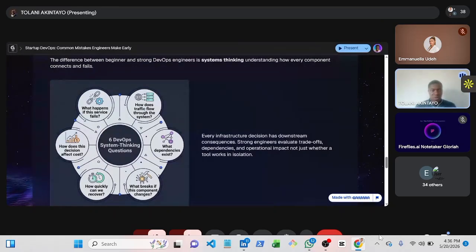So I'm just going to the second question. How does the traffic flow through the system? It is very important. So from the browser that the user is using, to the DNS service in Route 53 or whatever is being used, to the CDN. You think in that way.